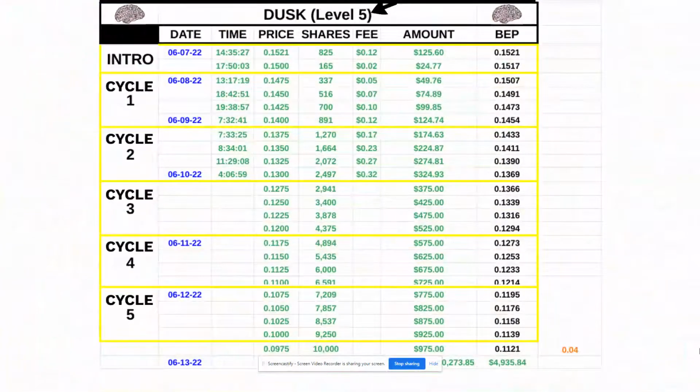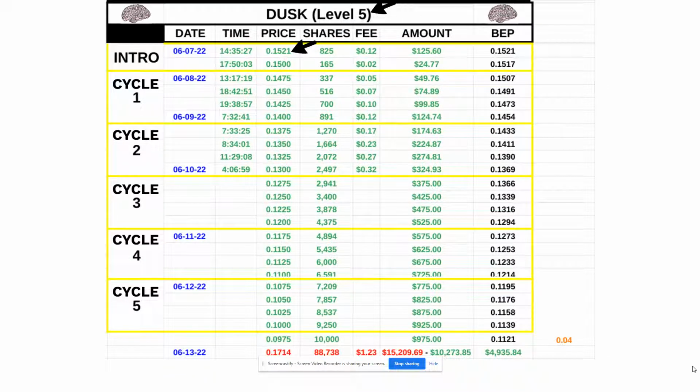So now you just wait for the big wave. This particular day, it started at 15.21. It drops all the way down to a little bit less than 10 cents. I started with 125. That's the amount I ended up with. My break-even point started at 15.21. Using the strategy, I lowered it by 4 cents. And the exit price was 17.41, and a nice pretty penny.